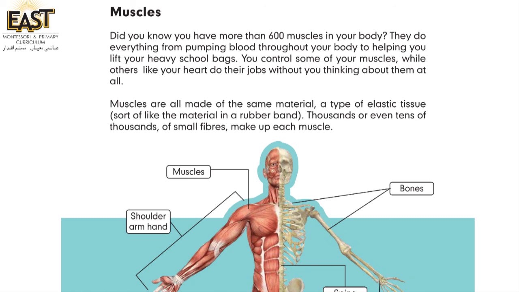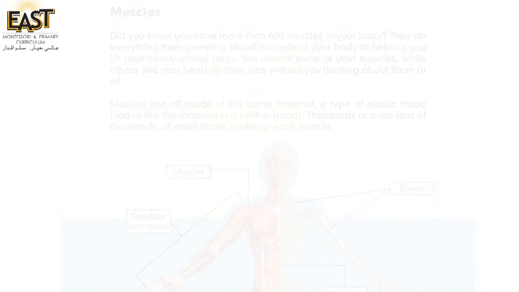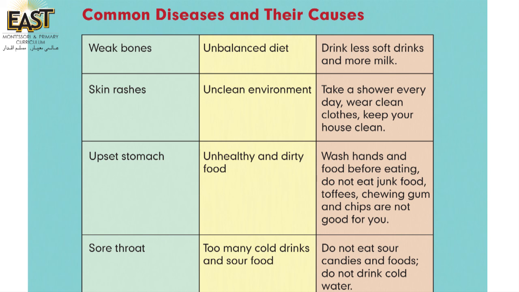You need to learn how to draw anatomy, the human body, right? So you need to draw the skeleton, the bones, and then you need to draw the muscles, and before that you need to draw the brain and lungs and heart and stomach. You need to draw all these pictures in your copy. Now let's move to page number 9, common diseases and their causes.